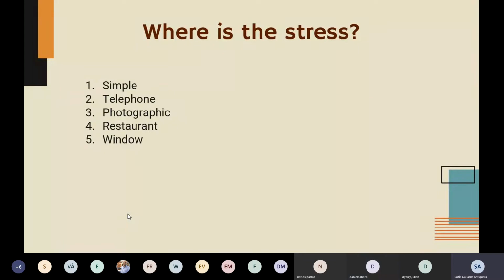So where is the stress? Can you tell me where the stress is in these 5 words? The first one, maybe Elizabeth Mejias, could you answer that? I am not sure, but I think it's the first one, like simple. Okay, that was right. Perfect. Then telephone, Camilo Roa, could you answer that, please? The first part. Perfect. Fernando Navarro, could you tell me number 3, please?